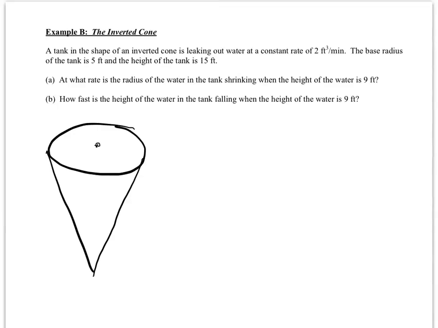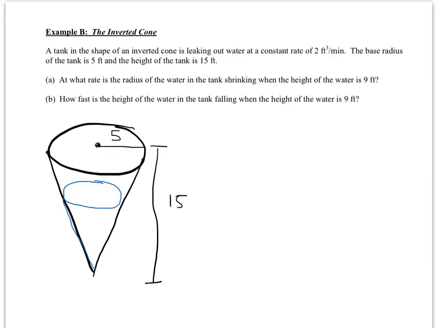Now if this were a tank or a container of water and it told us that the radius of the tank was 5 and the height of the tank is 15, the idea that is going on in this question is there's also some water in this tank. Now, it could start off full, but eventually it's going to be empty. So what we want to do is try to draw what the level of water would look like at some random point in time.